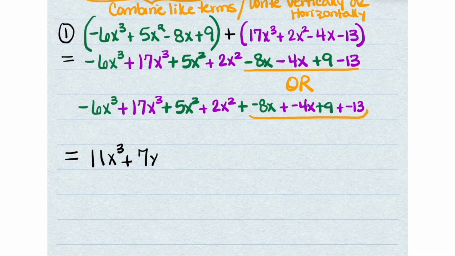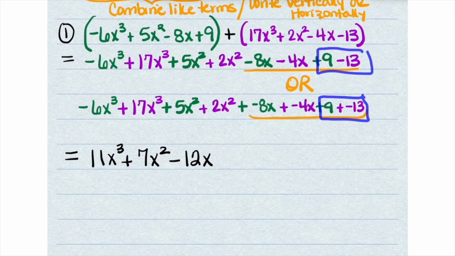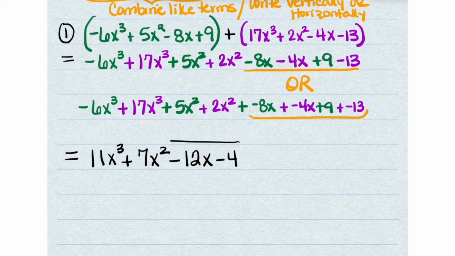Okay, 7x squared. And then we have a minus 8x and a minus 4x. Or if you wrote it that way, whichever you're comfortable with, that's going to give us a minus 12x because they're both negative, right? So I'm going to put minus 12x. And then we have a 9 minus 13. See the constants? Or a 9 plus a negative 13. Since they're different, we'd have to subtract them. And that should give us what? 9, 10, 11, 12, 13. Yep, so that should be 4. And it should be a minus 4 because the 13 is bigger.